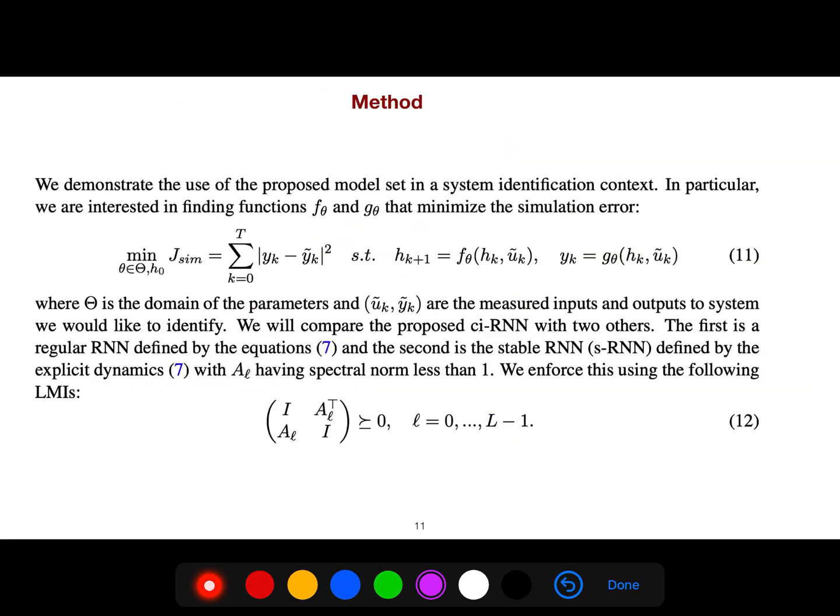So now we want to reduce. You can even look at it as a system identification problem in nonlinear control systems and robotics, where you have a black box, you have a set of inputs and outputs. You want the prediction to be as close as possible to the output. But there is something. We compare the proposed approach: the first is a regular RNN, and the second is a stable RNN.